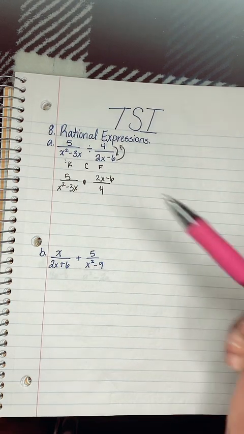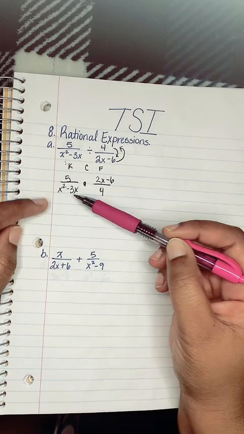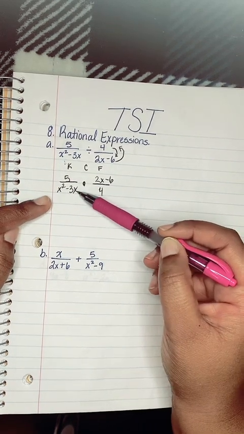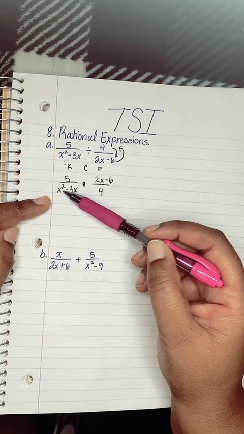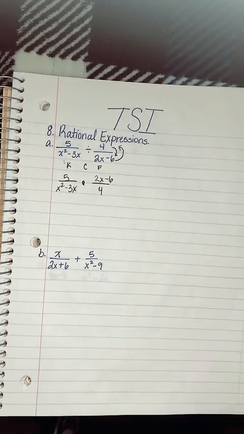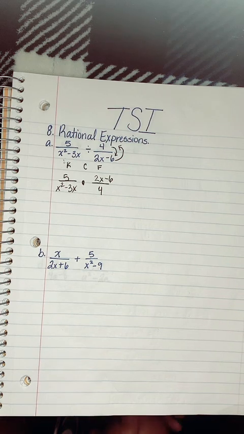Now what we have to do, we can't do anything with the 5. But I look here and I have to say, can I do anything with this? Does anybody see it? What can we do with x squared minus 3x? Does anybody know?